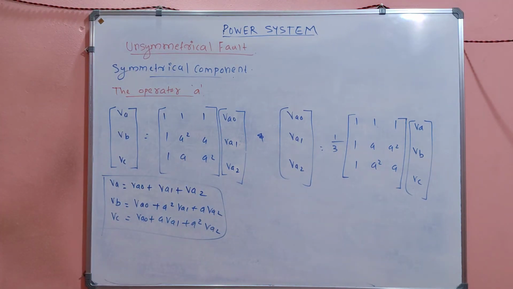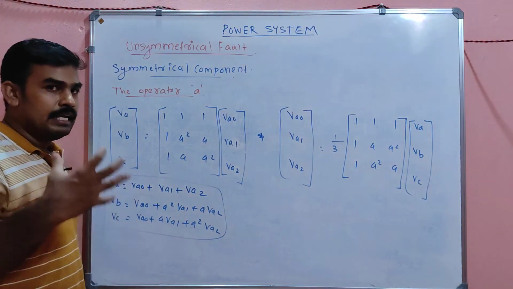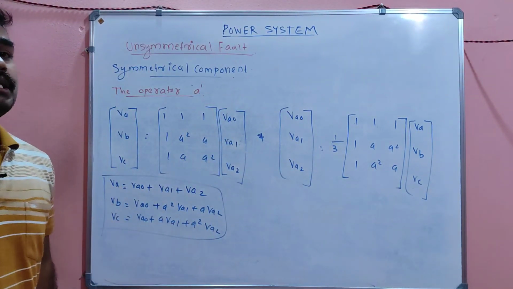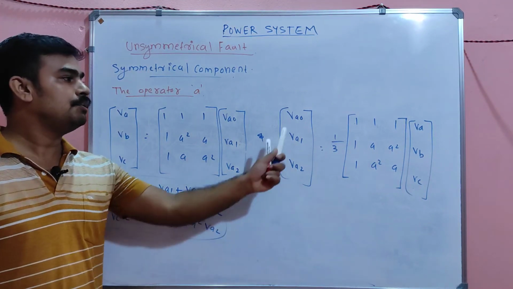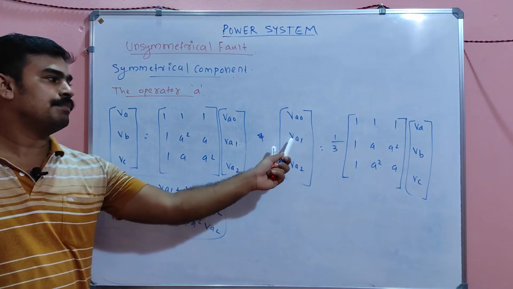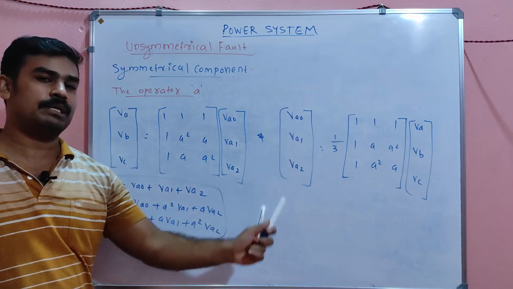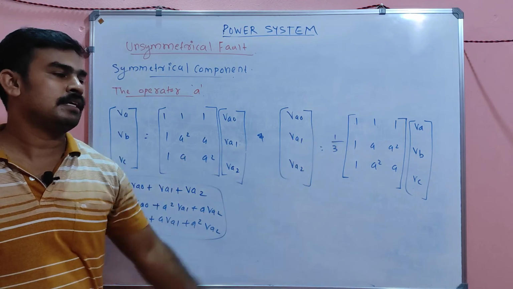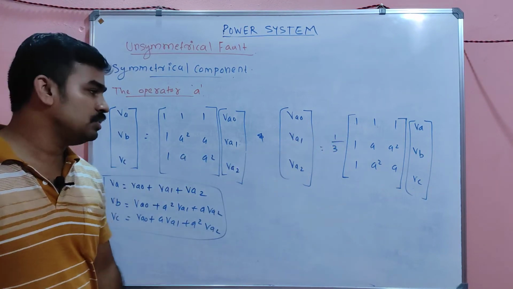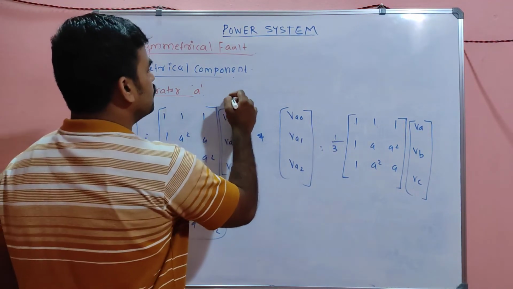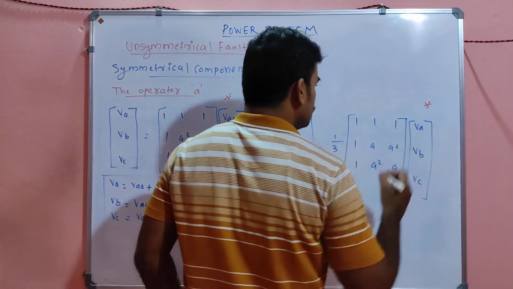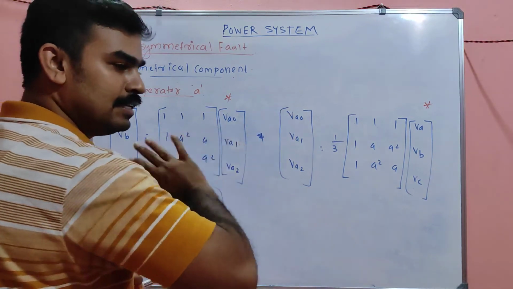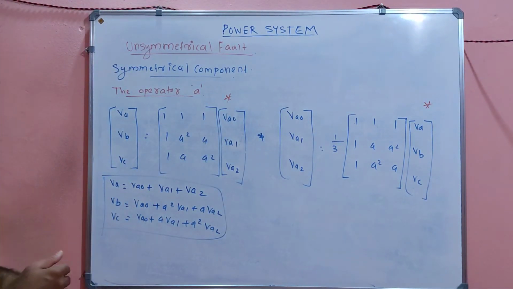So if you have in your hand VA, VB, VC, if someone asks you to resolve this into the zero sequence of A, positive sequence of A, and negative sequence of A, simply 1 by 3 times the matrix 1 1 1. You just mug up these two matrices, my dear. This is very important. You just mug up these two matrices, then symmetrical fault is over actually. If you mug up this matrix, then symmetrical fault can be easily understandable.